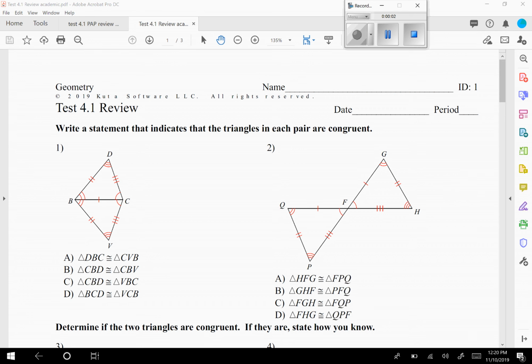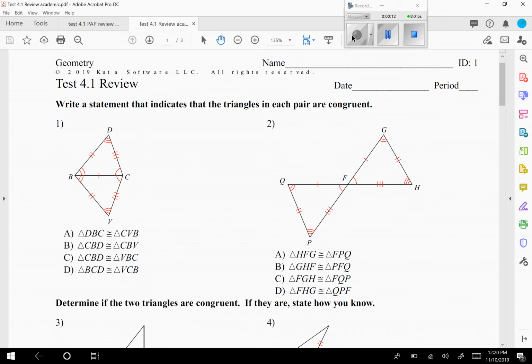Okay, welcome everyone. I'm going to go through the problems for the review for our test. I'm going to do the odds and then you guys can do the evens and I'll put up the key on Canvas. So our first one, they're asking which triangles will be congruent.